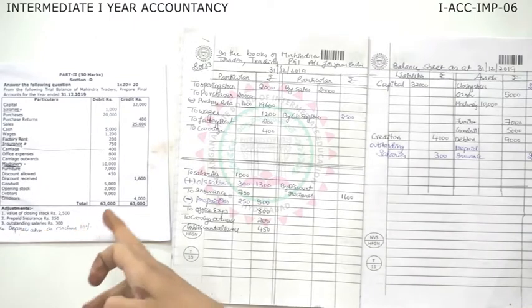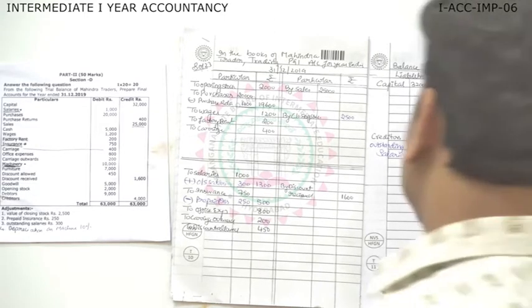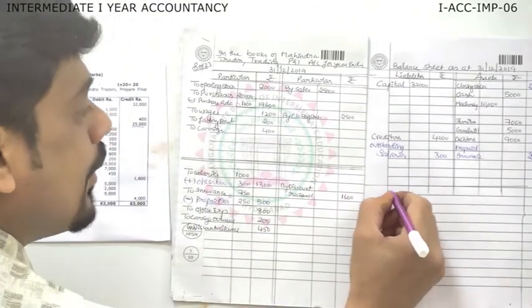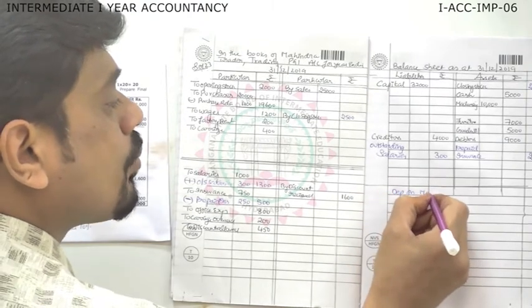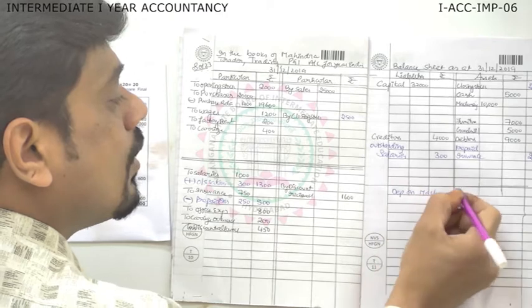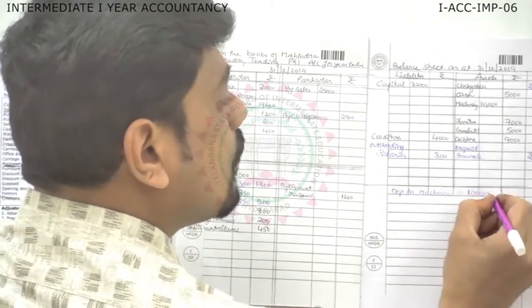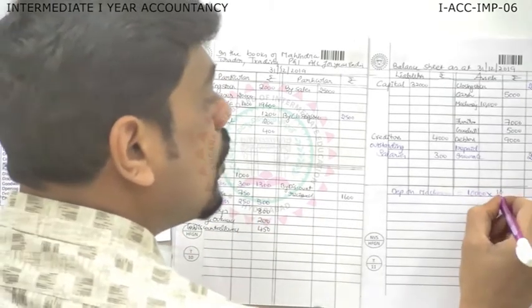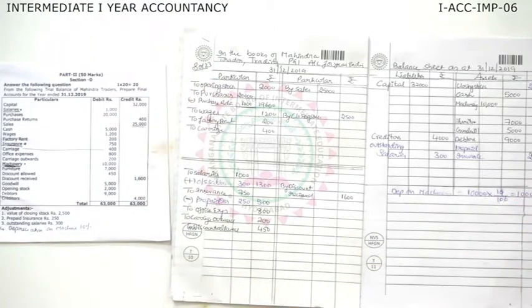Depreciate machine by how much? 10%. So we come to working notes and first find out 10%. Write like this in the working note. Depreciation on machinery. How much is it? Let us calculate. 10,000 into 10%, they told. 10 by 100, cancelling, we got 1,000. We got 1,000 rupees. Now we find the depreciation effect.